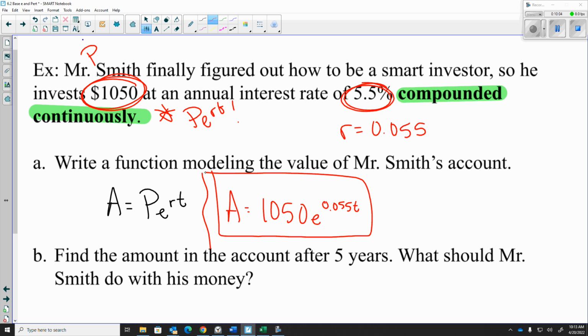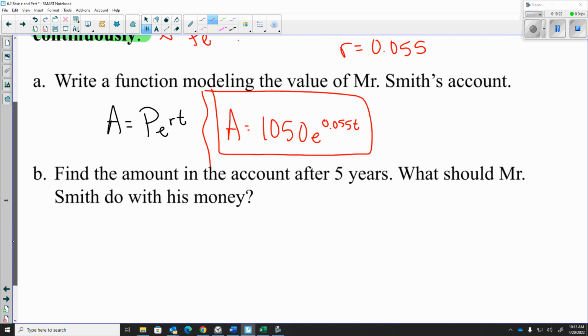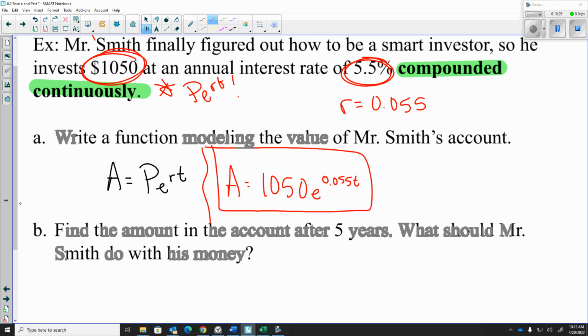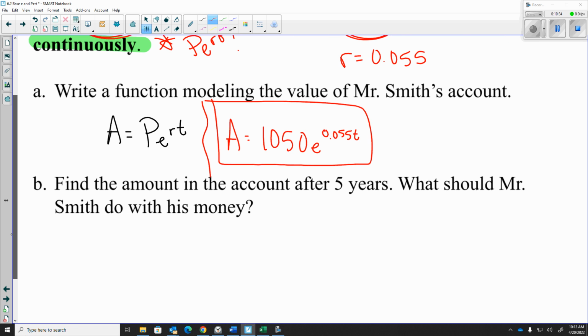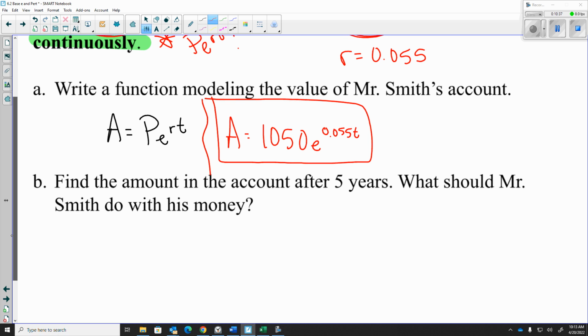Well, it's not once a year. It's continuous. The rate doesn't change. The annual just means that the rate doesn't change from year to year, but it's continuously compounding. All the time, every second, always.